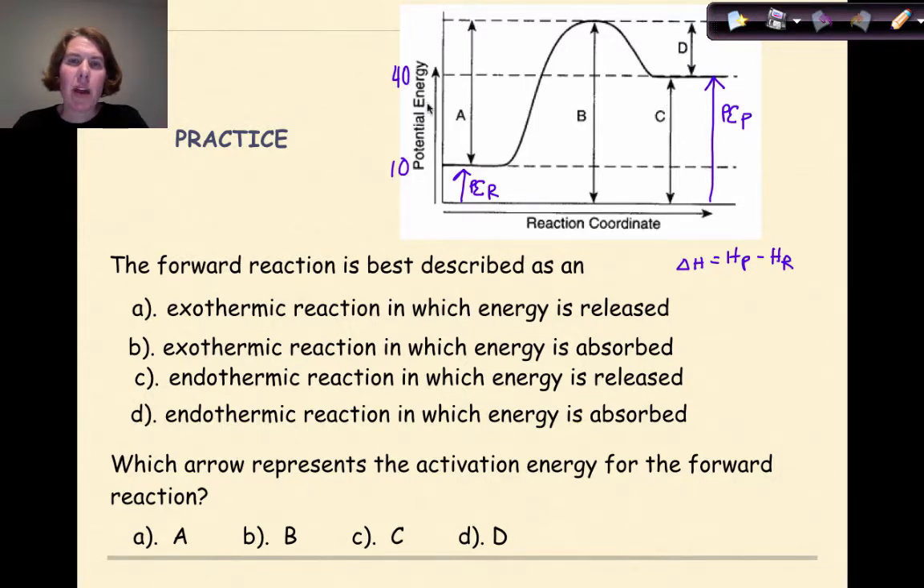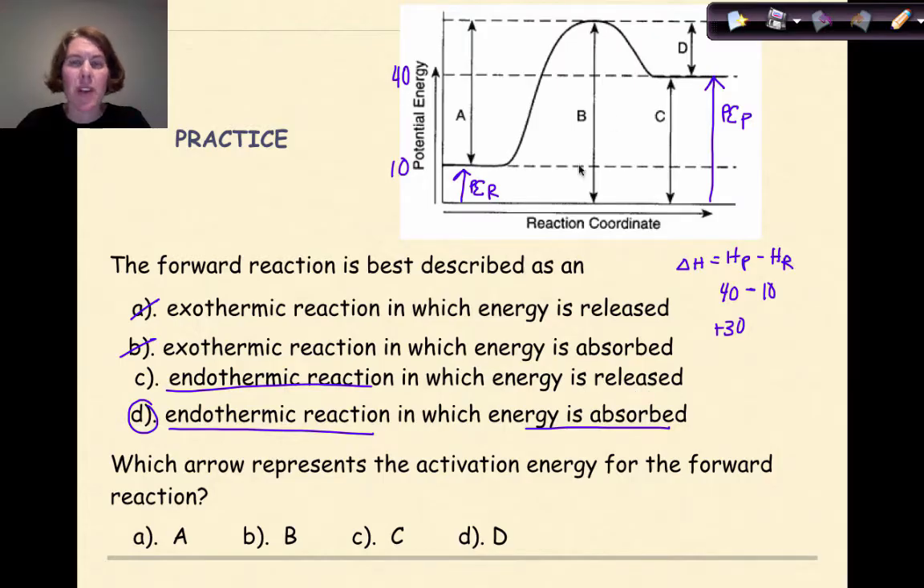So I'd say the potential energy of my products is 40, and that's first, minus the potential energy of my reactants, which is 10. So 40 minus 10 gives me 30, and it's positive, and I know that a positive delta H is an endothermic reaction. So that means B and A are out. It has to be an endothermic reaction, so one of these two. Let's look at the rest of the answer for both of these. Endothermic reaction in which energy is released, endothermic reaction in which energy is absorbed. Well, endo basically means in or absorbed. So the correct answer here is going to be D, endothermic reaction in which energy is absorbed.